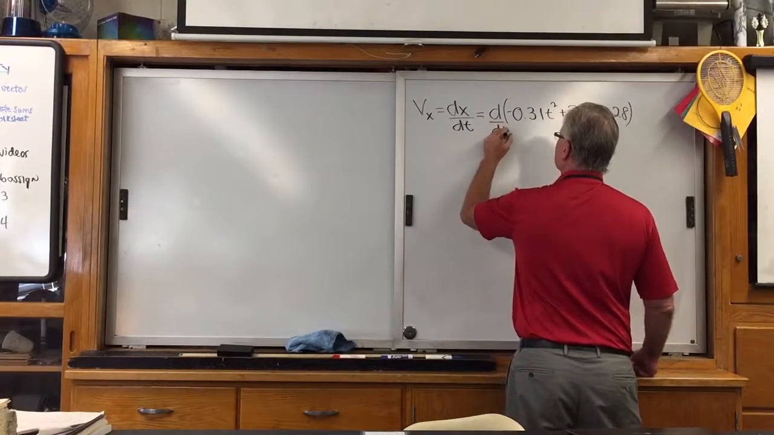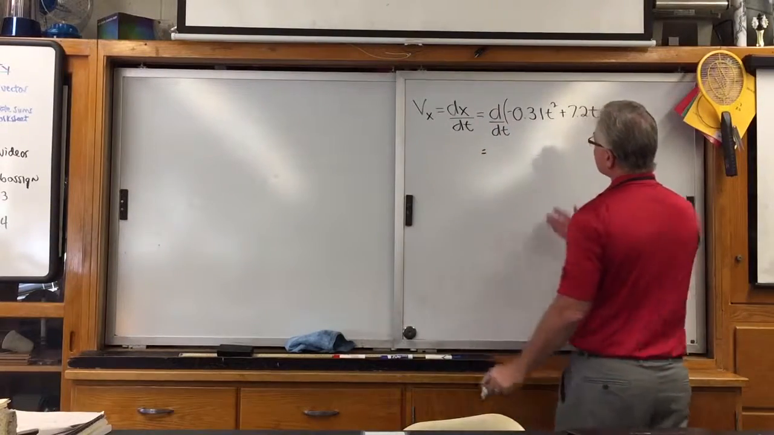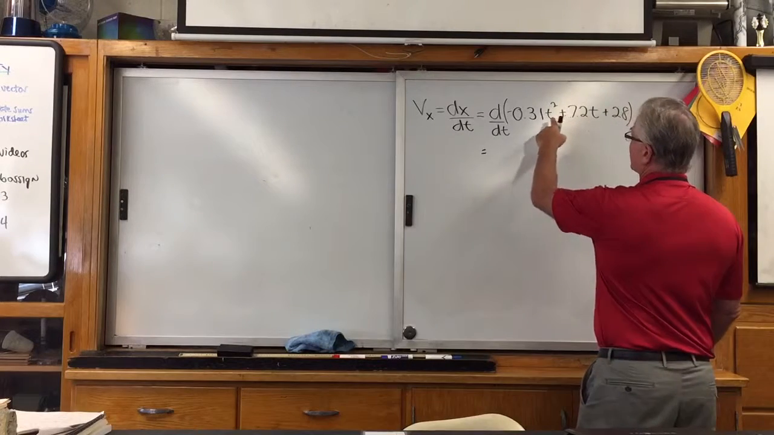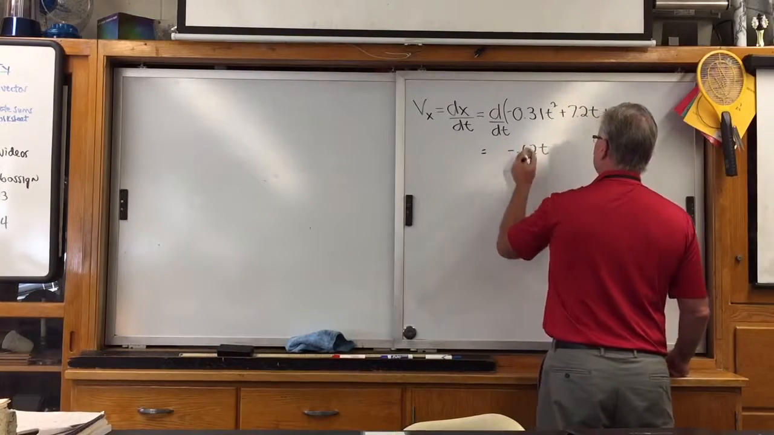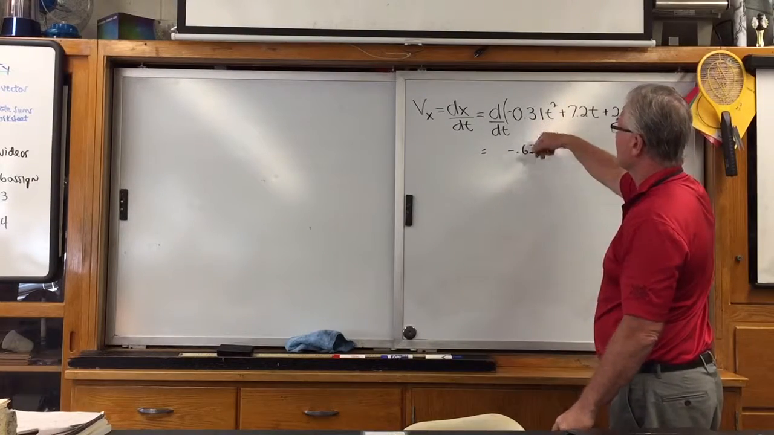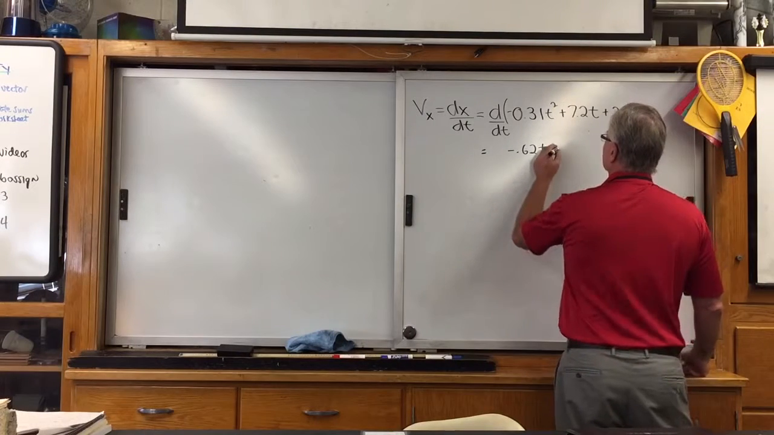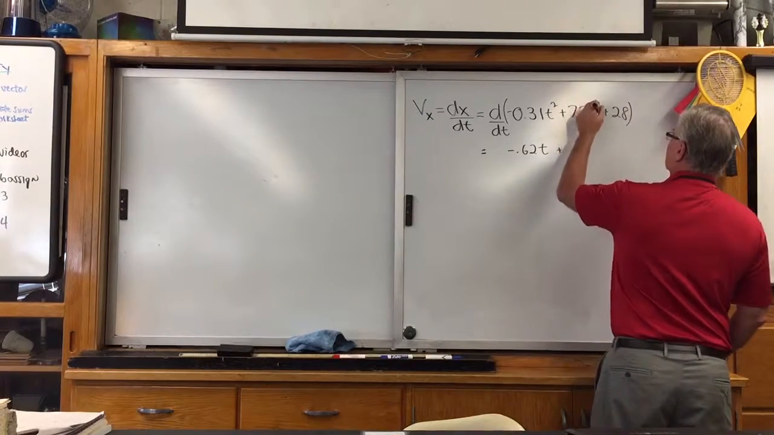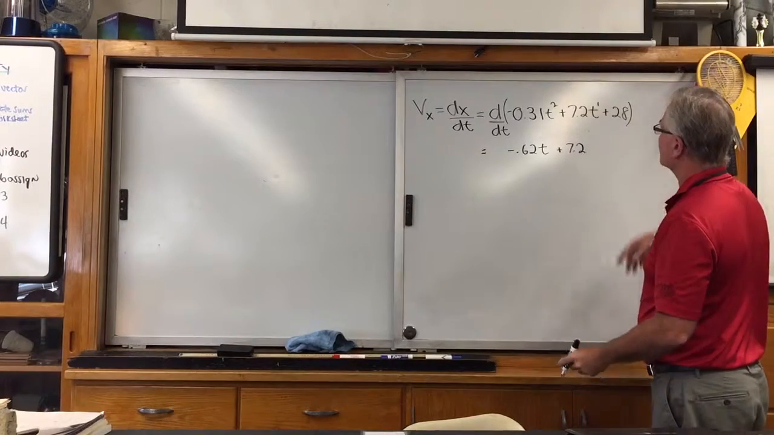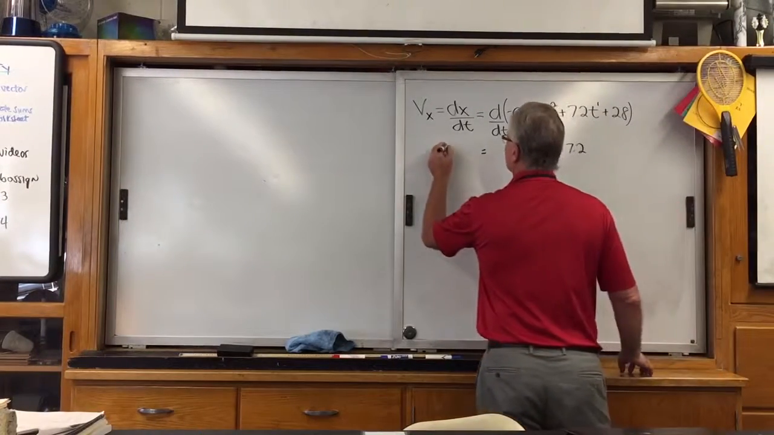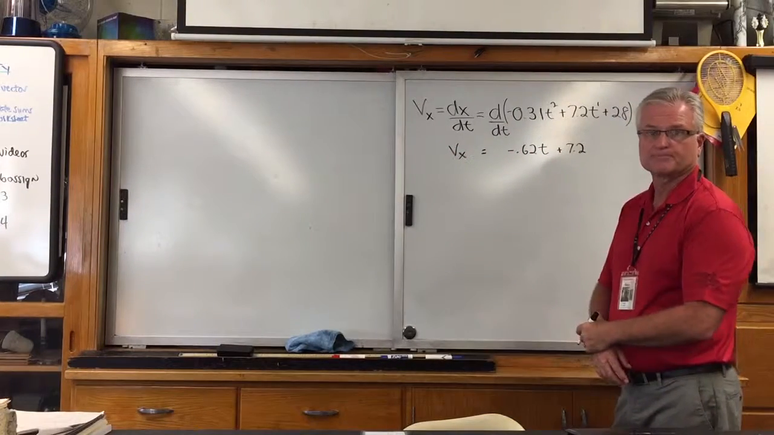All right, and then we're going to take the derivative of that with respect to time. This is actually very simple to do with the power rule, so we're going to end up with negative 0.62 t. We take that, multiply it times 2, reduce the exponent, and we've got that, plus, we've got t to the first here, so we're going to end up with 7.2. The t goes away, and the 28 is gone. So we now have a nice little equation for the velocity in the x direction.